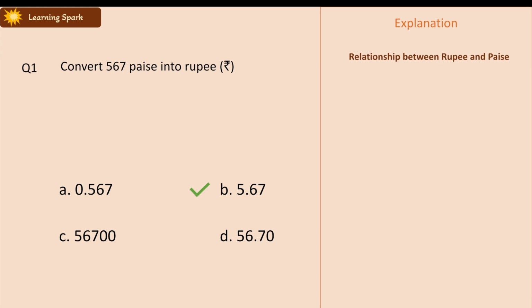So we have to convert paisa into rupee. We start with the relationship between rupee and paise. We know that 1 rupee equals 100 paise, right? So 1 paise equals 1 divided by 100 rupee. That means if 1 rupee is divided into 100 parts, each part is 1 paise. And 1 divided by 100 can be represented as a decimal.